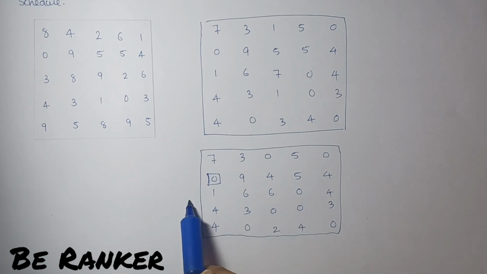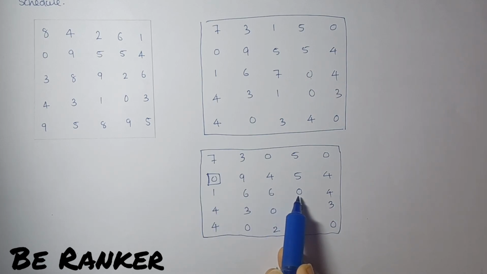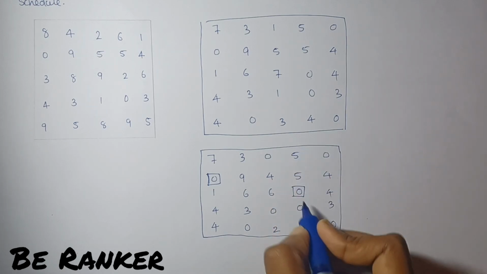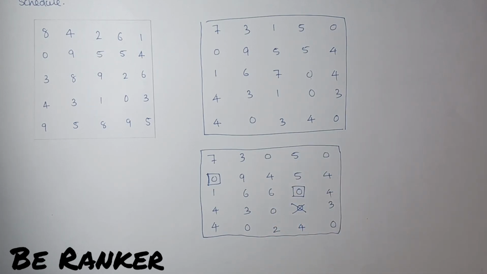So next, I take the third row. There is 1 zero here, so I assign the zero and cancel the zeros in this column. So I cancel this. Then I take the fourth row. It contains 1 zero, so I assign this and cancel the zeros in its column. Then I take the fifth row, but it contains 2 zeros, so I can't take that one.